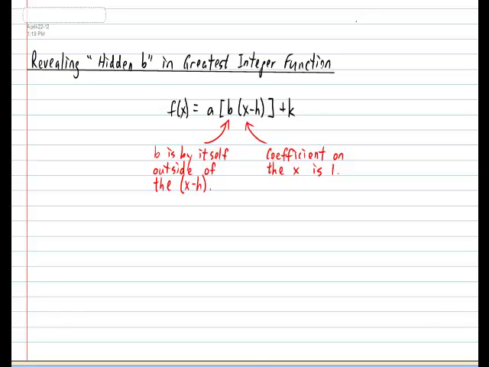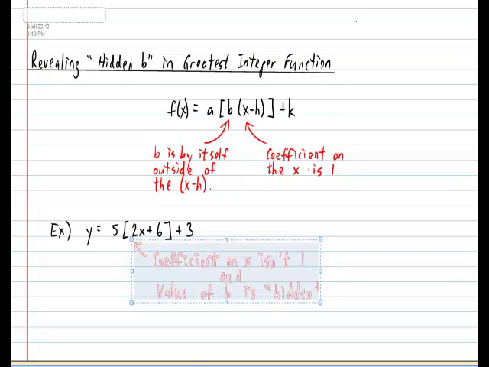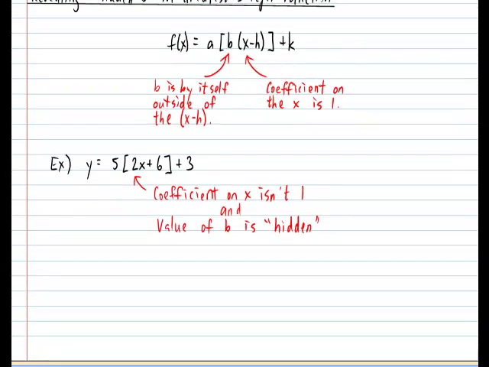Now, what's an example of a rule of greatest integer function that's not written in proper format? Well, how about the following? This particular rule is not in proper format for two reasons. Notice that the coefficient on the x is not 1, and the value of b is actually not visible to you. Now, how do you fix a situation like this and make it look proper?